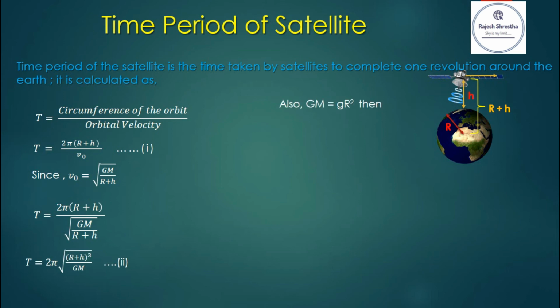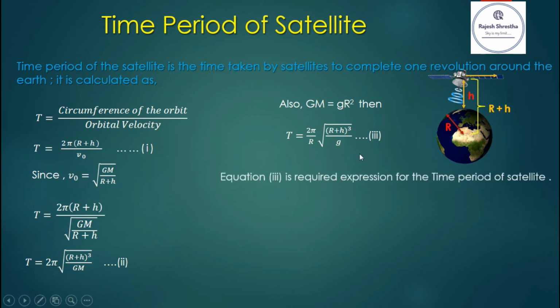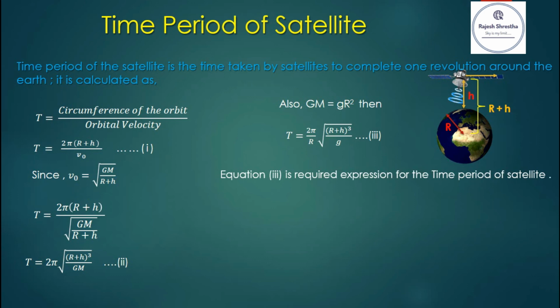The time period of the satellite can be written as T equals 2 pi by R root under (R plus h) whole cube divided by g, and this is the required expression for the time period of the satellite. In this way we can calculate the time period of a satellite also.